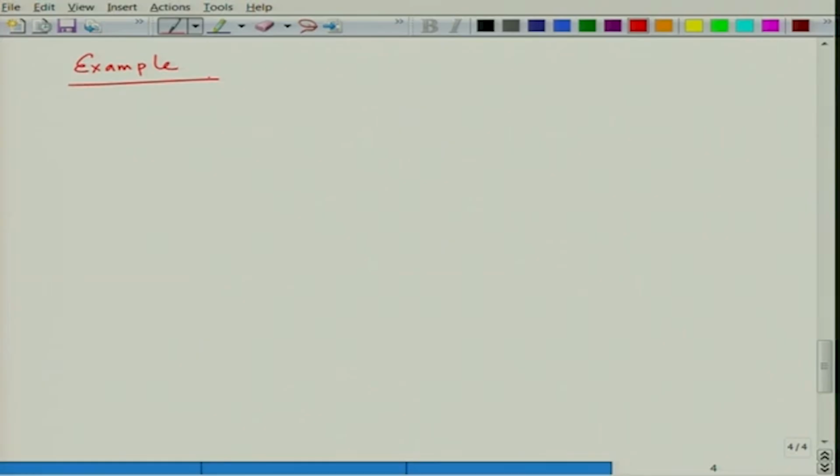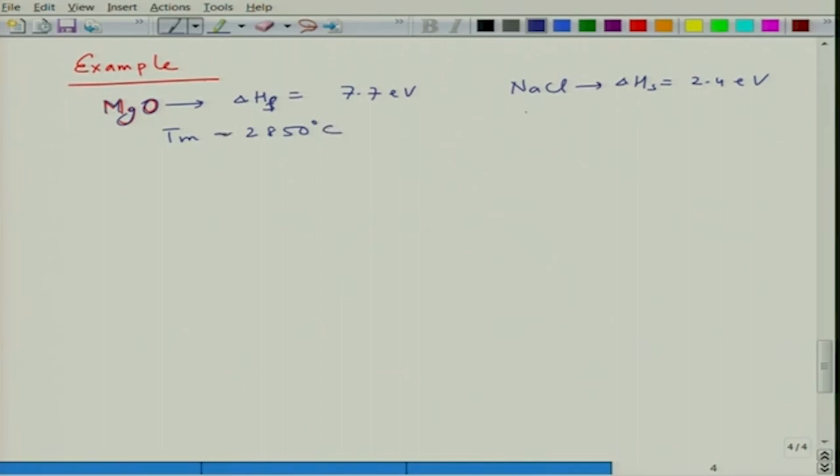Okay. So, let us say we take a case of MgO. MgO has a Schottky defect formation energy of 7.7 electron volt. On the other hand, if you look at the case of NaCl, delta Hs is approximately 2.4 electron volt. As a result, the melting point of MgO is about 2850 degrees centigrade, and for sodium chloride it is about 800 degrees centigrade.